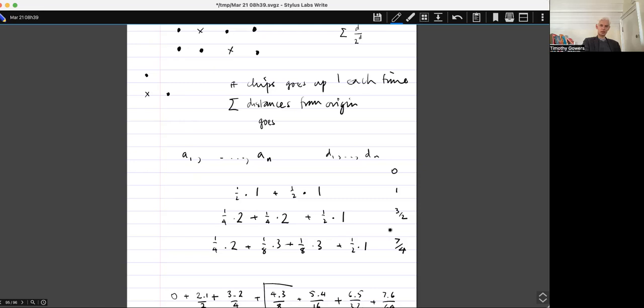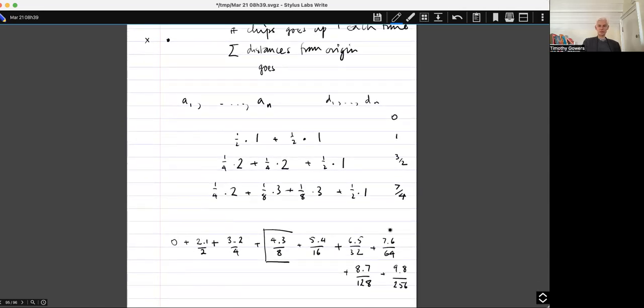Then I made the observation that if we start with the 6 chips in these positions, then what do we get? We get 0 plus a half plus a half plus a quarter plus a quarter plus a quarter. So that's 1 3/4.